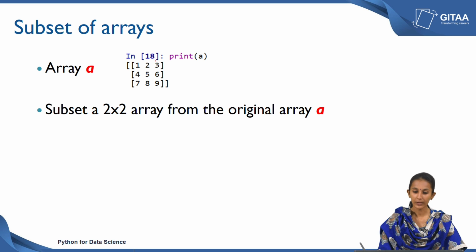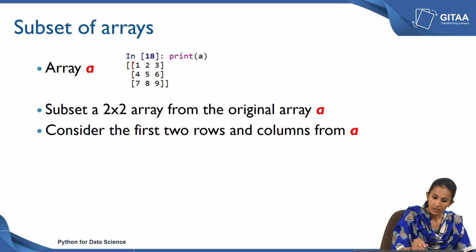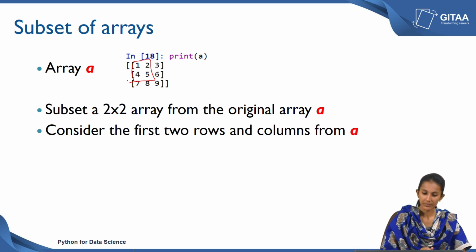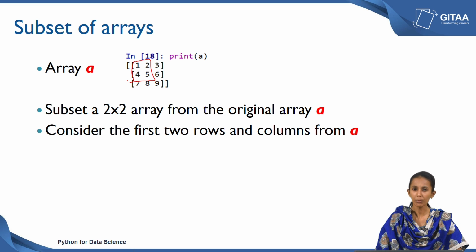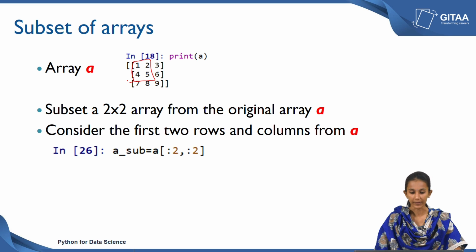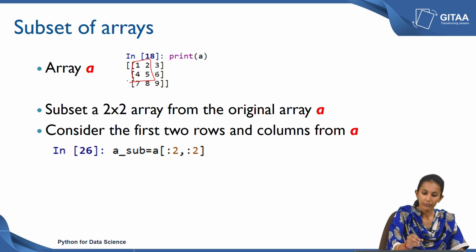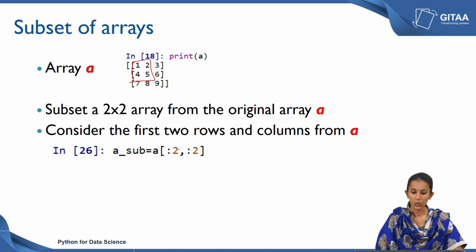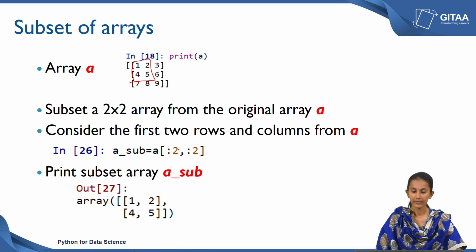We will consider the first 2 rows from this array. So, I will subset this 2 by 2 array, which is 1, 2, 4 and 5. I am storing it in a variable called a_sub equal to A. I wanted to extract the first 2 rows and first 2 columns, right. So, I am specifying colon 2 comma colon 2. When you print the subset array, you will get an output of 1, 2, 4 and 5.